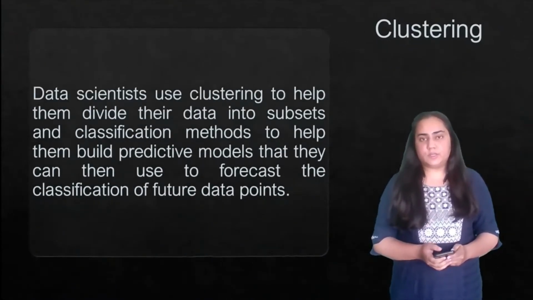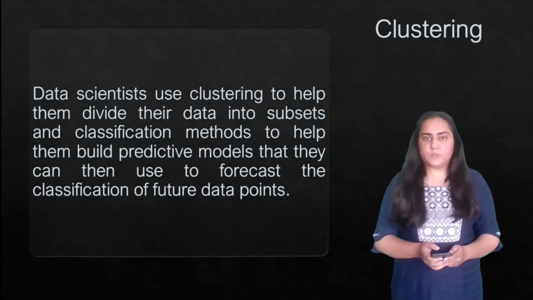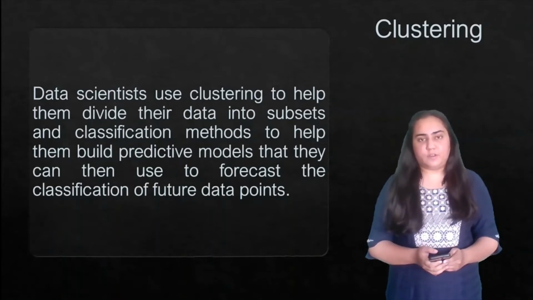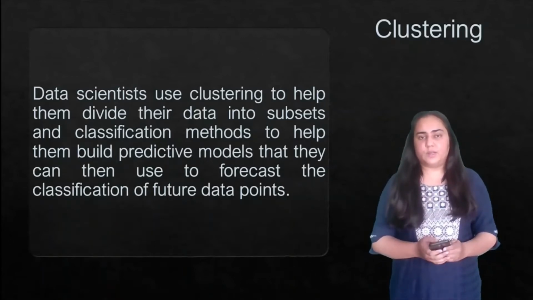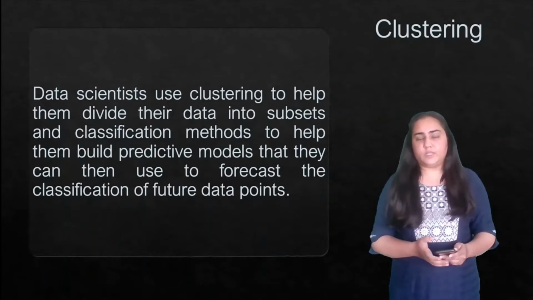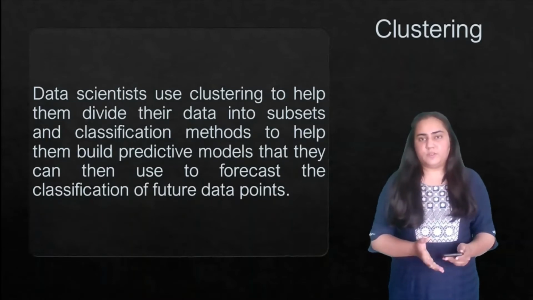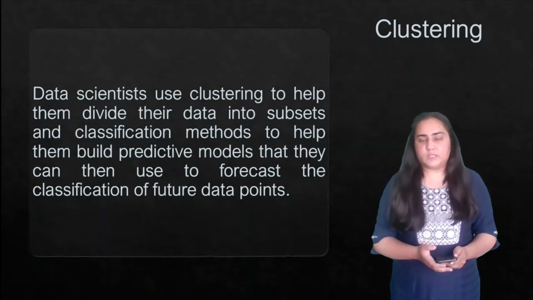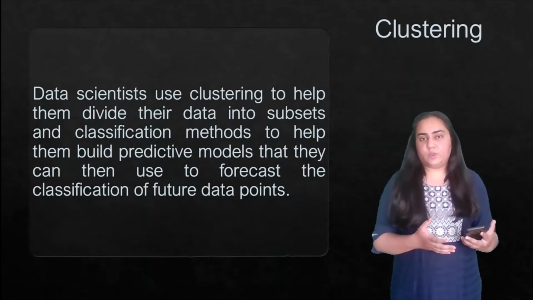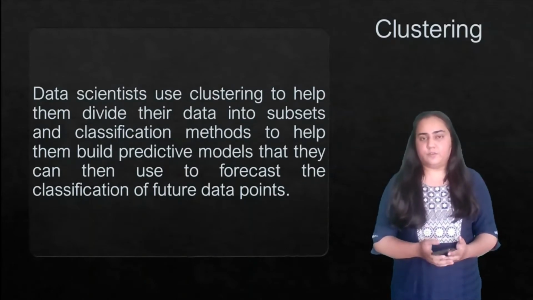Data scientists use clustering to help them divide their data into subsets, and they also use classification methods to help them build predictive models that they can then use to forecast and classify future data points. So clustering and classification are two machine learning methods that we will be discussing in data analysis and visualization. But for this video, we are going to mostly focus on clustering. Both these methods are used by data scientists to do something with the current data set, current data points, so that it can then help them in future to forecast future data points.